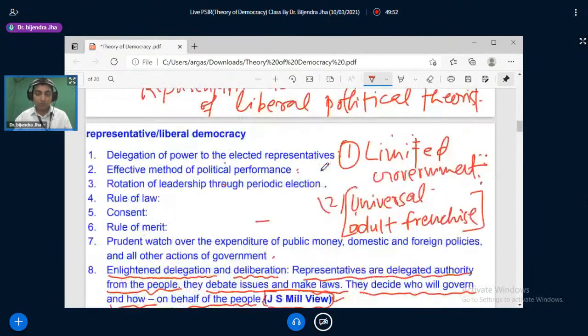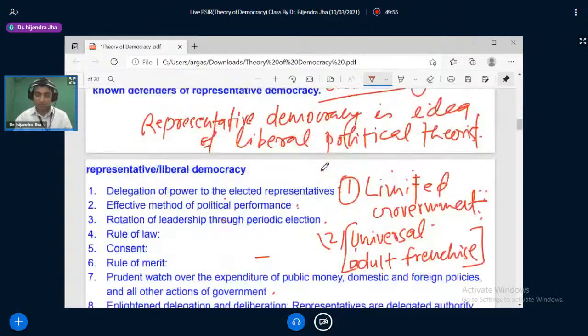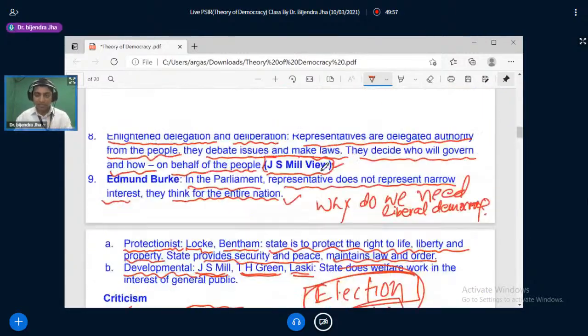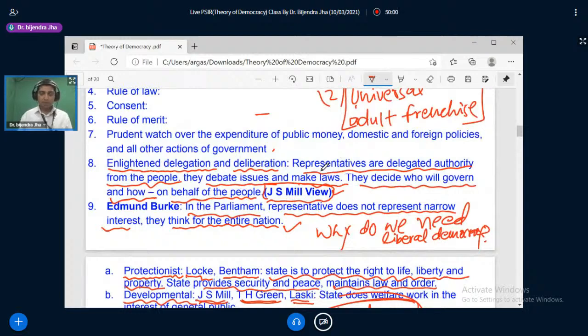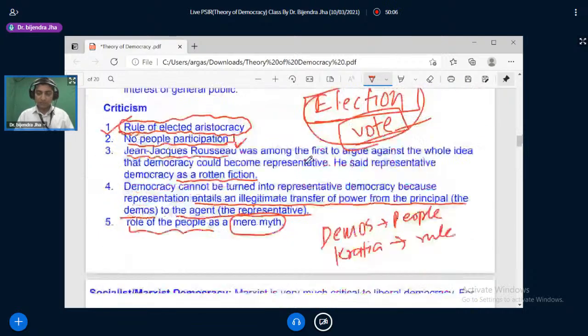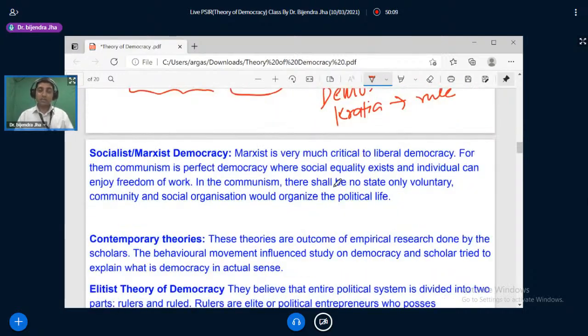Now I'm moving to the Marxist perspective of democracy. तो ये बड़ा आइडिया था रिप्रेजेंटेटिव डेमोक्रेसी का, राइट? अब आइडिया बिल्कुल छोटा है, that we will see the socialist or Marxist democracy. The Marxist is very much critical of liberal democracy, जो हम ऊपर बात कर चुके हैं, right? The Marxist was and is very much critical of liberal democracy. For Marxist, communism is a perfect democracy. What is perfect democracy? Communism, right?